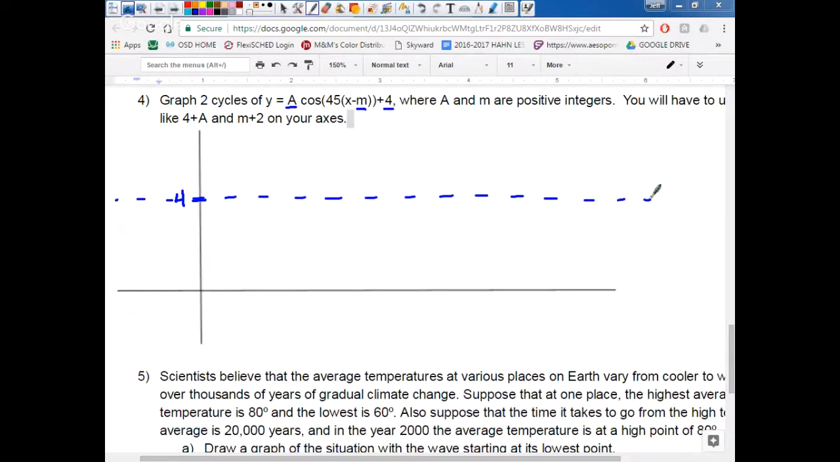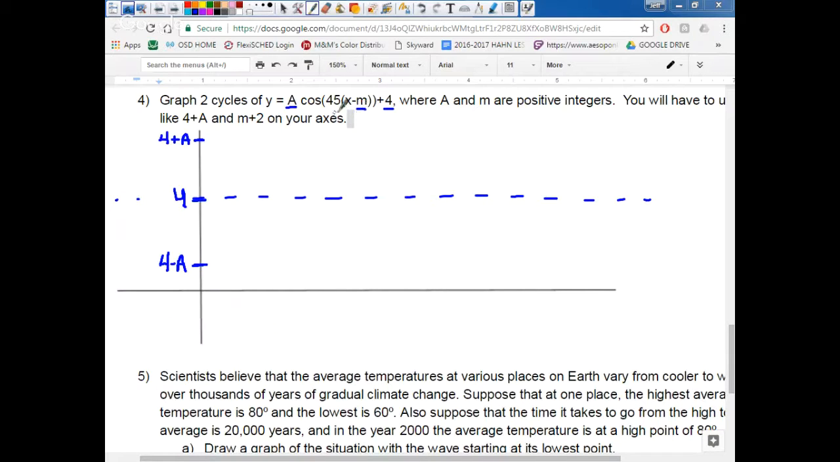What do I know? Let's see. I know that I have A for an amplitude. So I'm going to just say this up here. This distance is A, so this spot on the y-axis must be 4 plus A, because I was at 4 and I'm going up A. Those things are weird. And then what would this spot be out here? Equal distance apart. We know it's going to be equal distance. It's a wave, so this would be 4 minus A, if I wanted to figure that out.